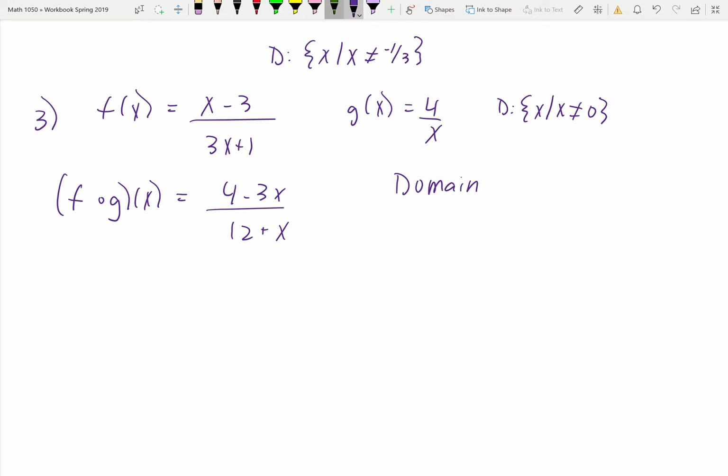So then they're saying find the domain of the whole thing. Well, what goes in is your g of x. So do you see how that's a restriction?